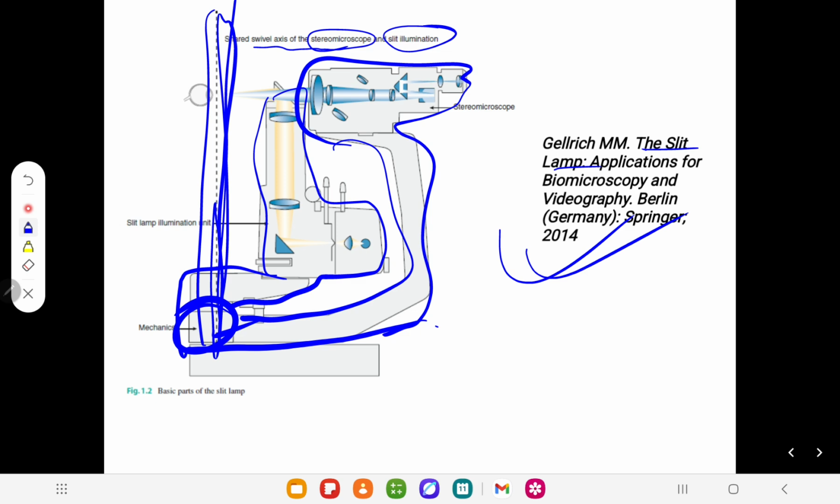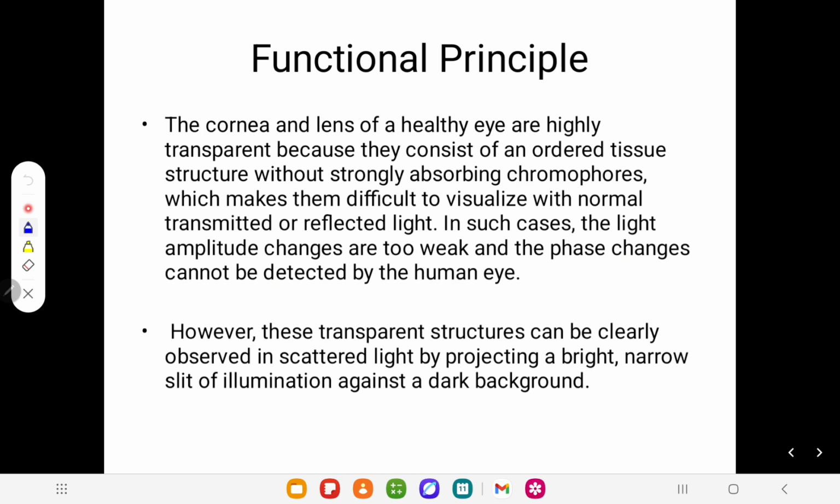So moving forward, now this is the functional principle which I want you to understand very well. The cornea and the lens of a healthy eye are highly transparent, isn't it? We want the cornea and lens to be transparent. They are very transparent in a healthy eye because they consist of ordered tissue structure without strongly absorbing chromophores, which makes them difficult to visualize. If you throw light and look at the patient's eye, do you see the cornea, or do you see the iris, the color of the eye? You see the iris because the cornea is transparent.